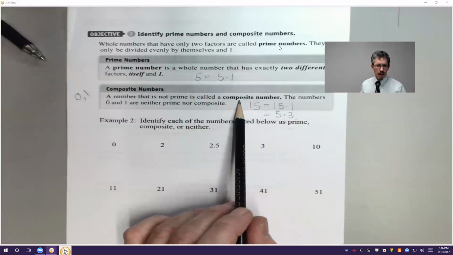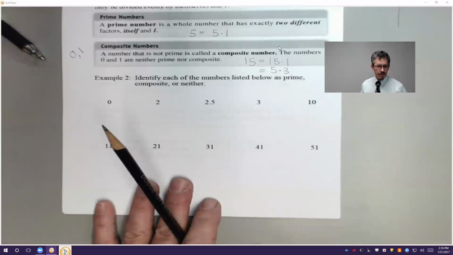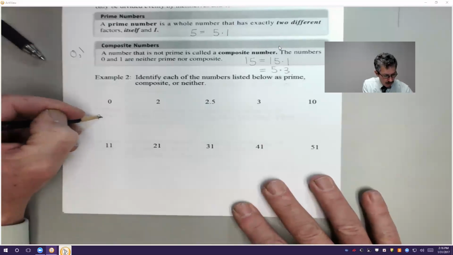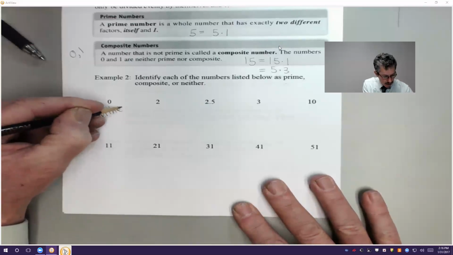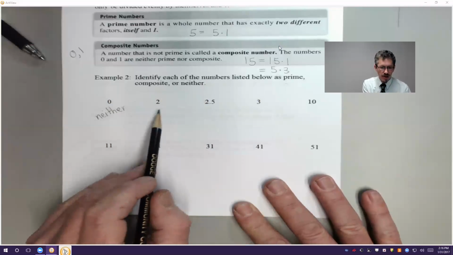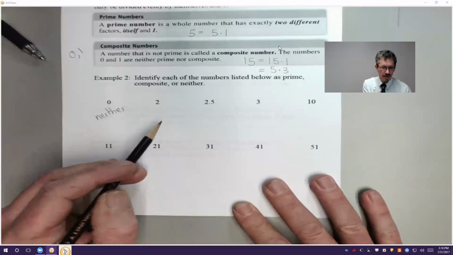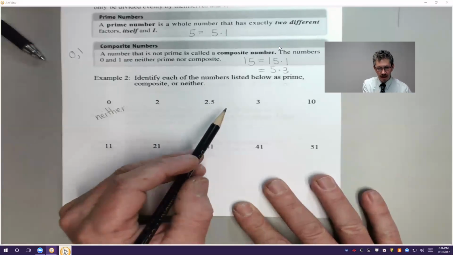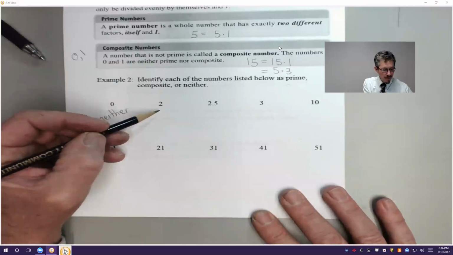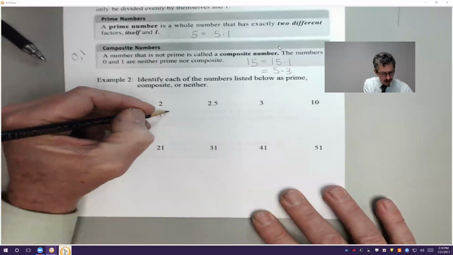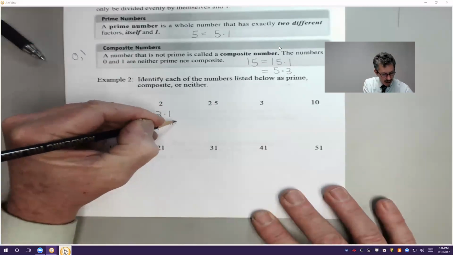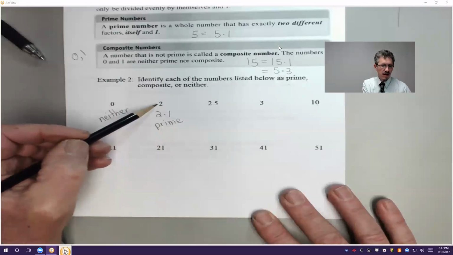Okay? Let's look at this example to illustrate. Now 0, as I mentioned earlier, is a special case. Our goal here is to identify the numbers as prime, composite, or neither. So I will just write down prime, I'll abbreviate composite, COMP, or neither. 2 is a prime number because the only way that we can write 2 as a product of two numbers is itself and 1. So it's prime. And in fact, 2 is the only even prime number, as we'll see.